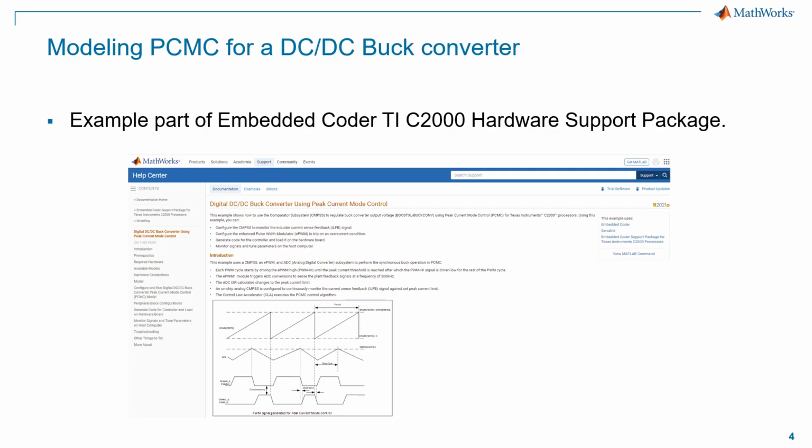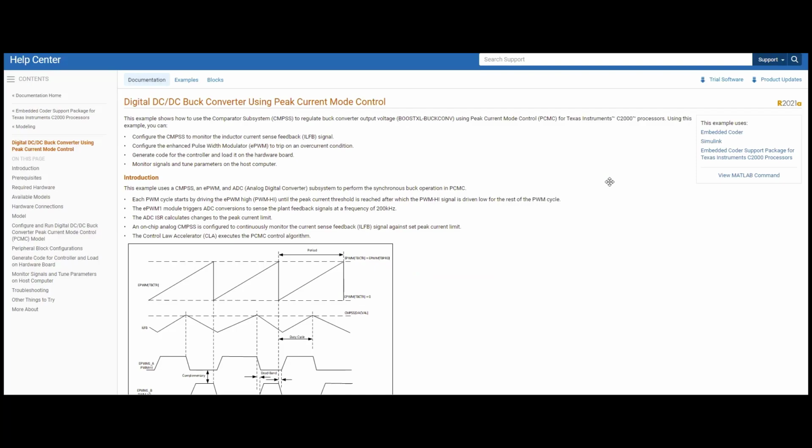Now let's get into the details of the shipping example and see how the model is set up to achieve the peak current mode control for a DC-DC buck converter. I recommend going through the documentation page of the shipping example, which provides an overview of the design and implementation details. This example is implemented on a TI C2000 F280049C LaunchPad and TI buck converter BoosterPack.